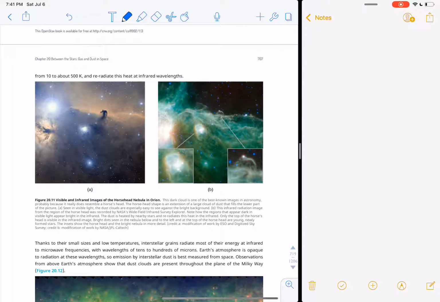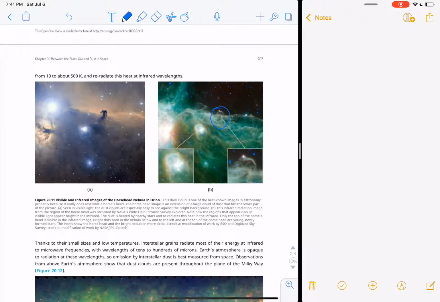Okay, so in part A, this is visible light. That's what we would see with our eyes if we could see it. We can't see it because it's too dim, so we need these telescopes and cameras to see it. But here it is in infrared. It's almost gone because the light doesn't get darkened by the clouds in infrared. So it allows us to see through the clouds.